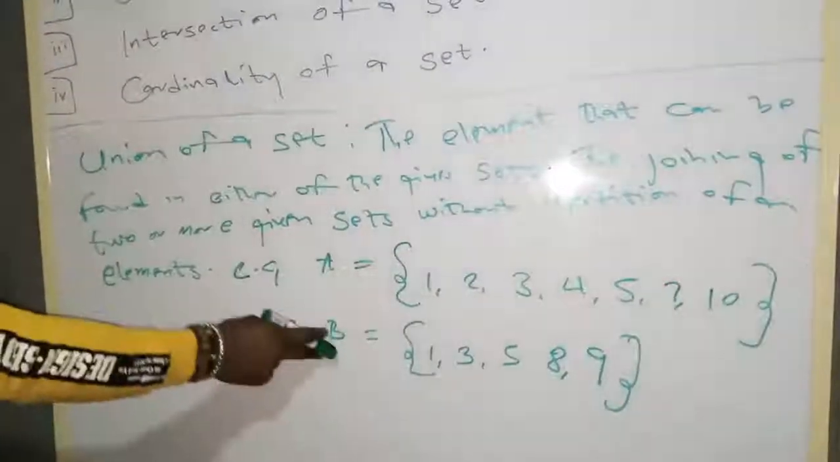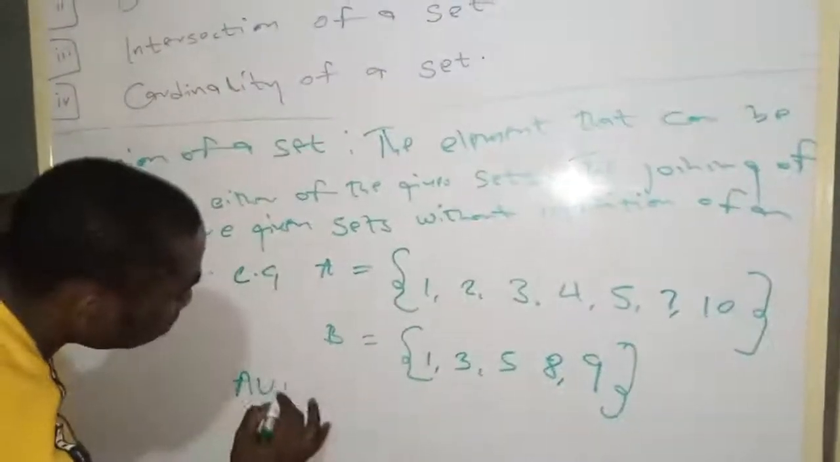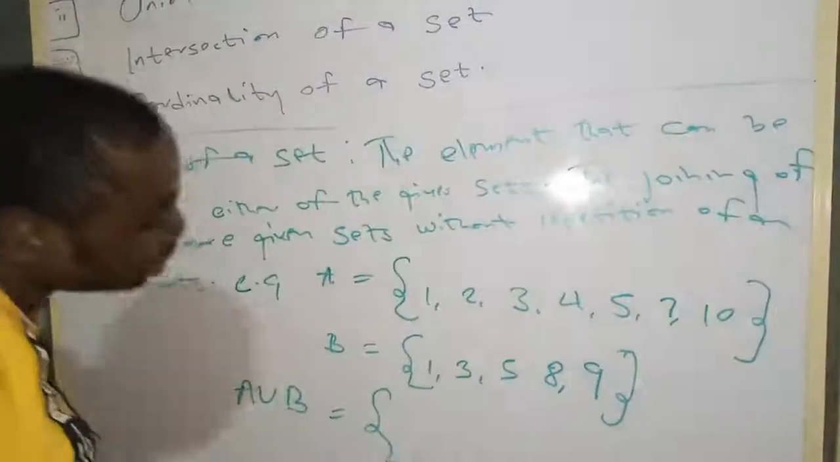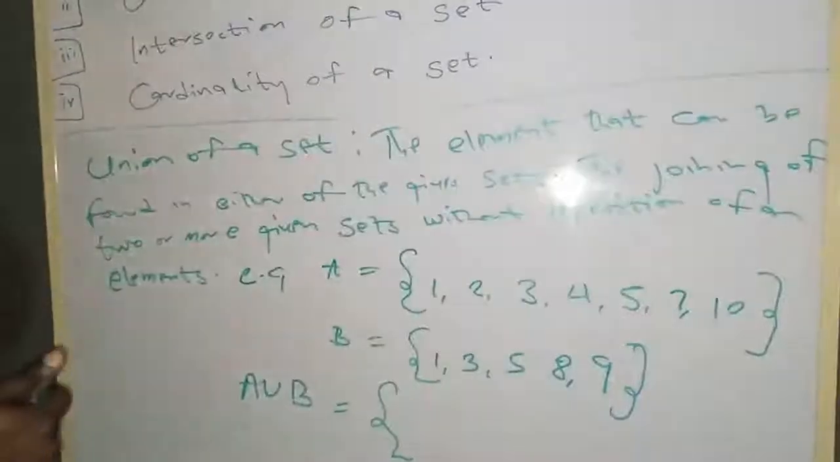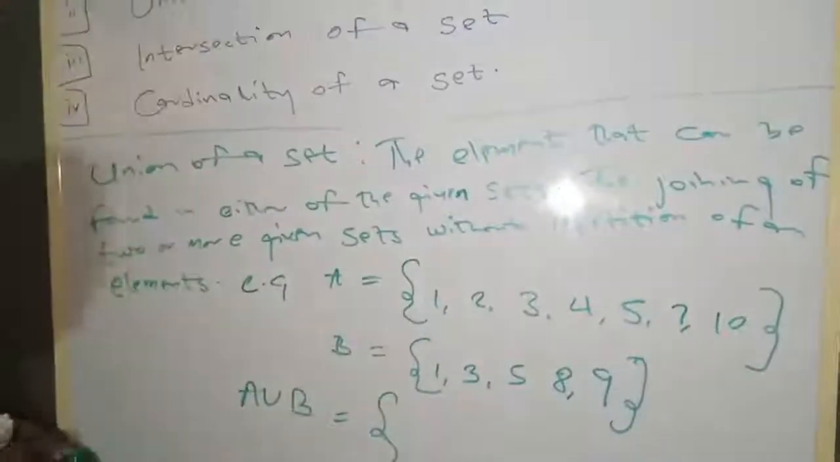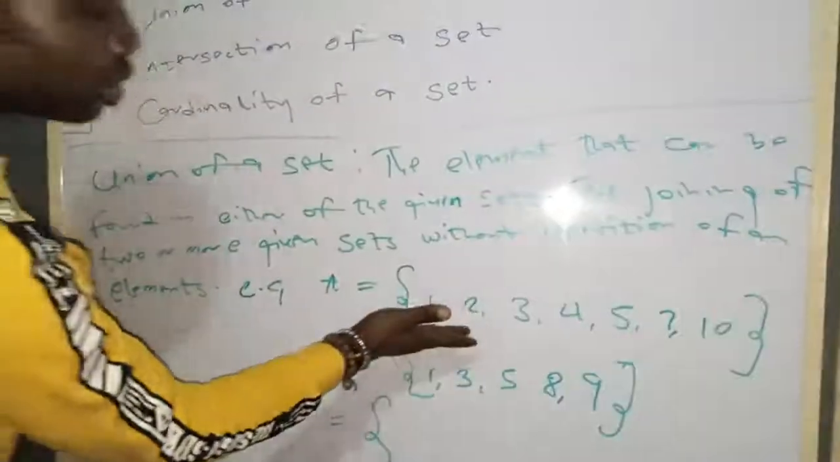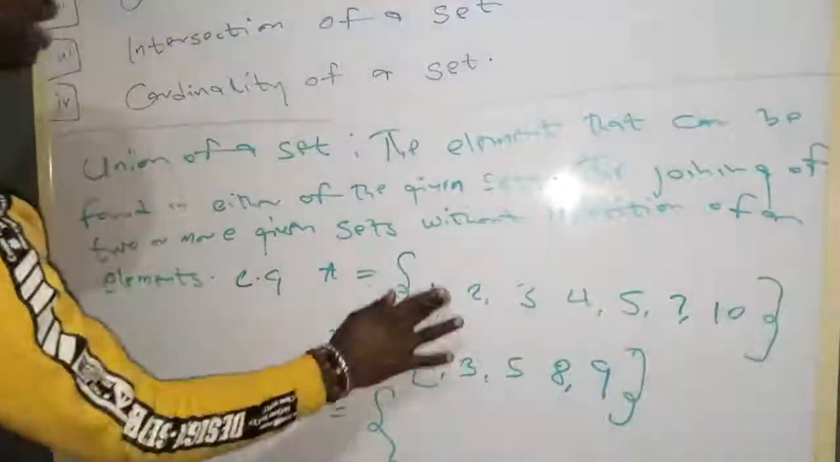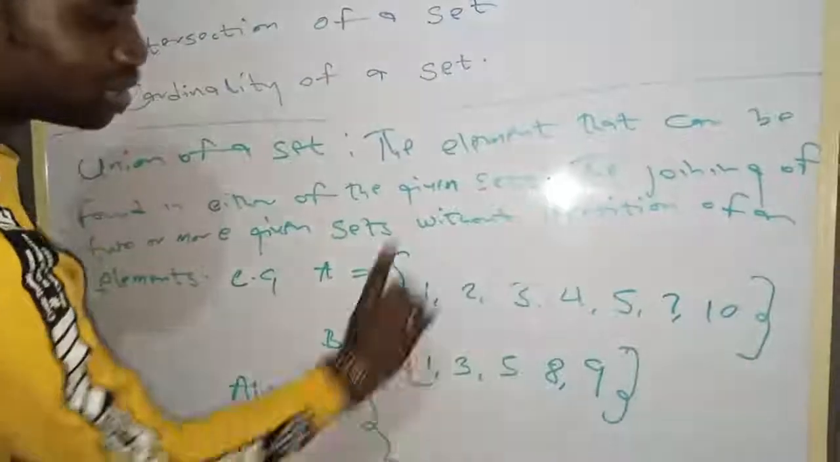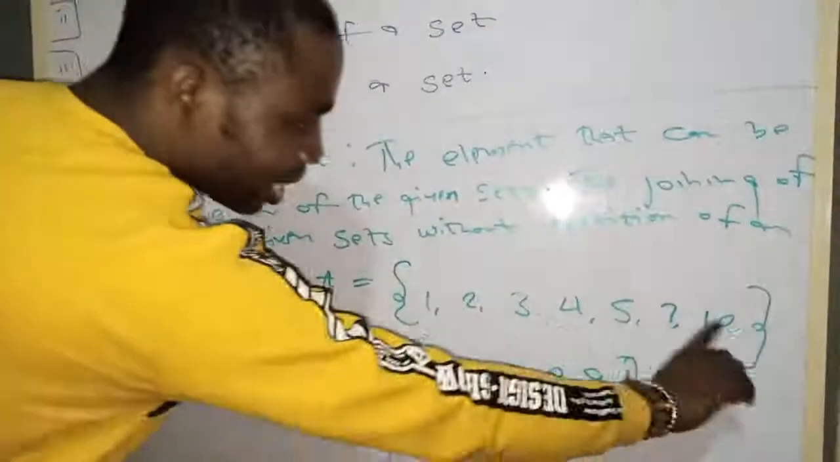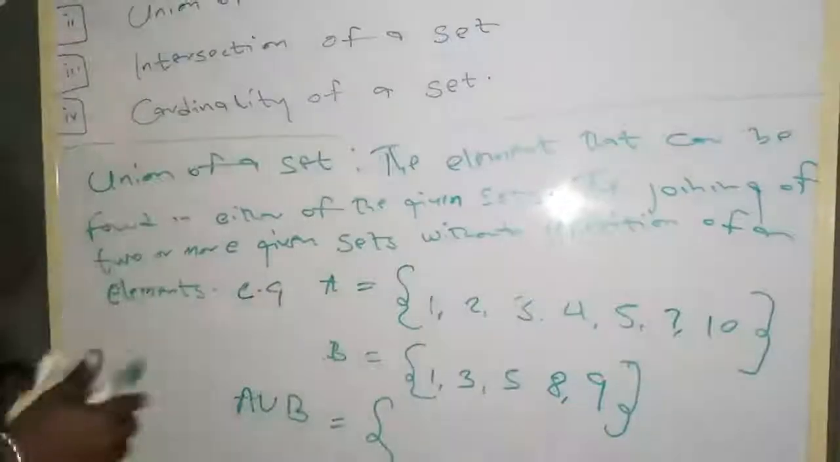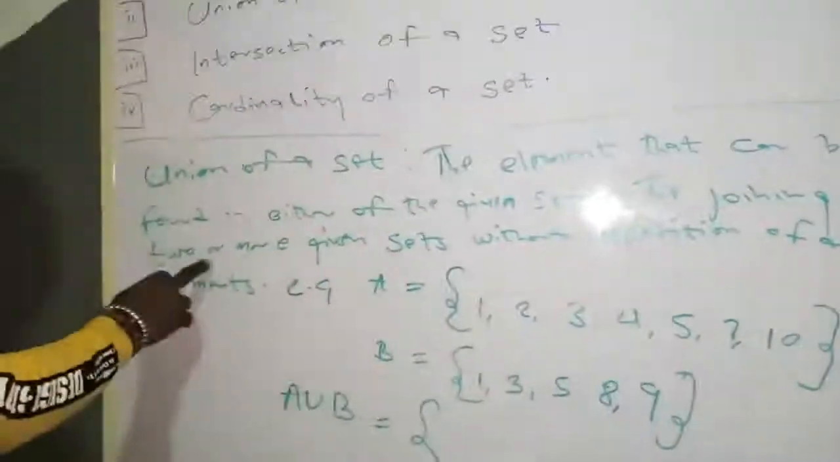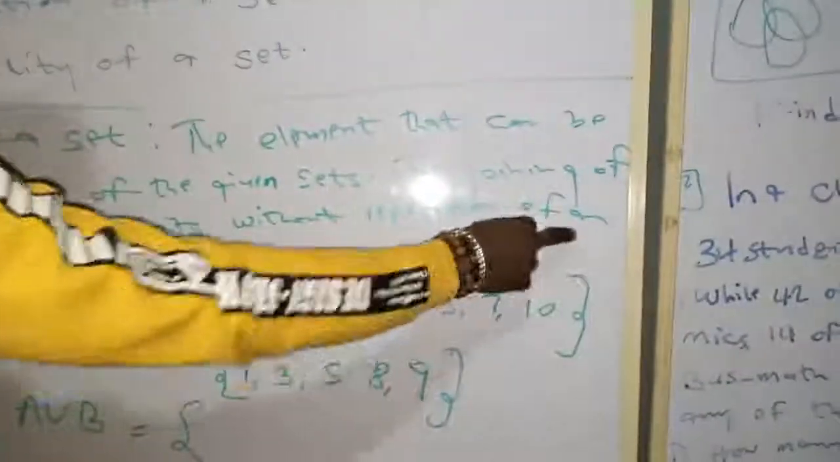When they say A union B, if you look at the definition that I gave you, it is the elements that can be found in either of the given sets. We join all the elements together, but we are not going to repeat any. Here we have 1, here we have 1. We are not going to say 1, 1. No, 1 is 1. Here we have 3, here we have 3. We are not going to say 3, 3. No, it's 1, 3. So we list all the elements. That is what they mean by union of a set, the joining of two or more given sets without repetition of an element.